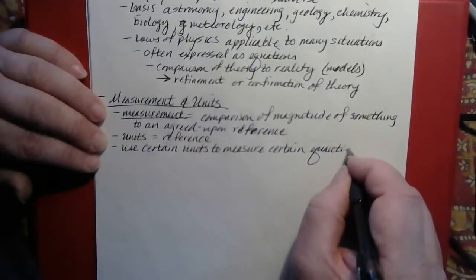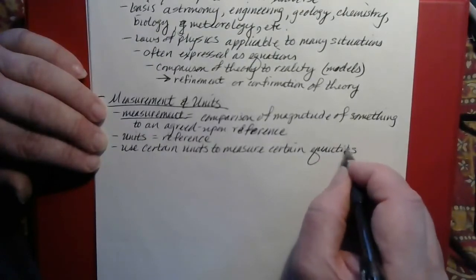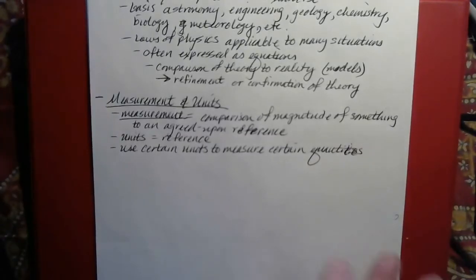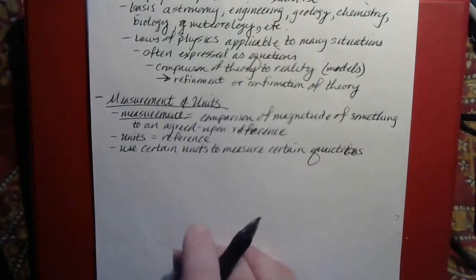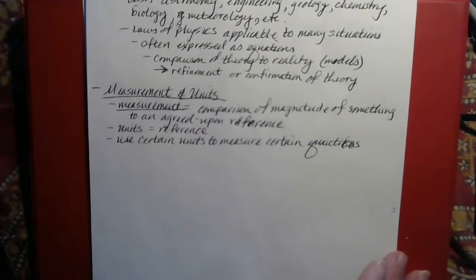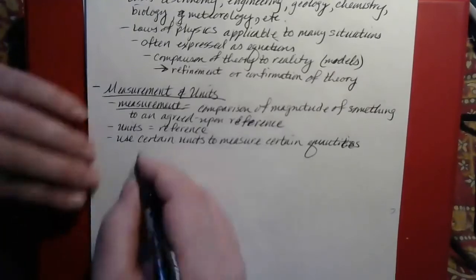And certain quantities, certain units are used for measuring certain quantities. So you have certain units that are used for measuring length or distance, certain other units that are used for measuring volumes, certain other units that are used for measuring weights, and certain other units that are used for measuring time, and things like that. Okay, the units.